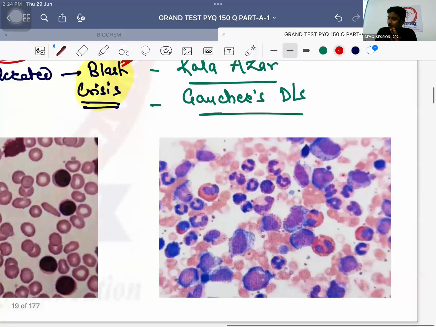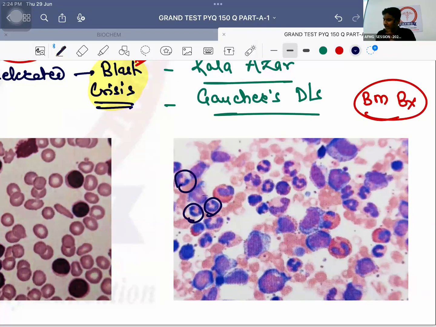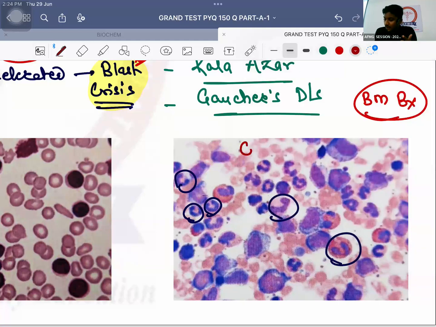Important is in a case of CML, if I do a bone marrow biopsy, what will be seen even on a peripheral circulation or a bone marrow biopsy? This kind of appearance is seen. क्या दिख रहा है? You can see the neutrophils also, many neutrophils. You can see these eosinophils as well. You can see the basophils as well. A lot of granulocytes are seen, right? So this is what is called as very good garden party appearance. Because हर तरह के cell दिख रहे हैं ना तुम्हें. So this is the classical garden party appearance which is seen in cases of chronic myeloid leukemia.